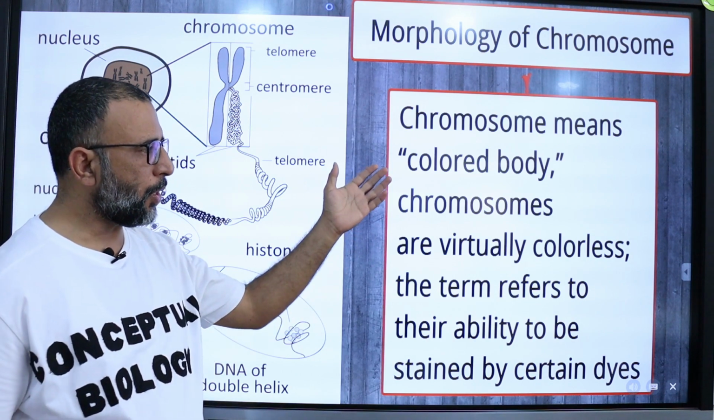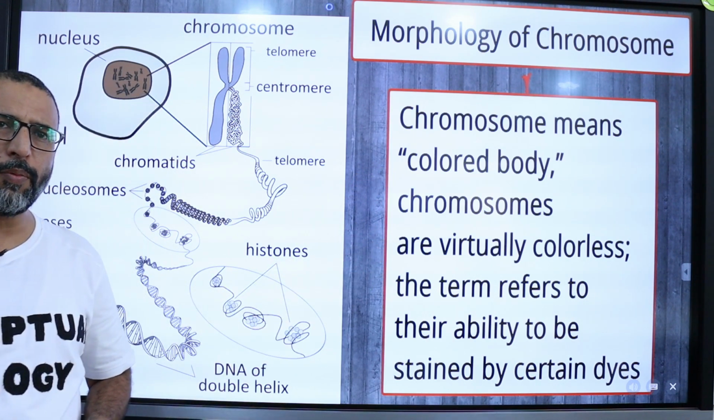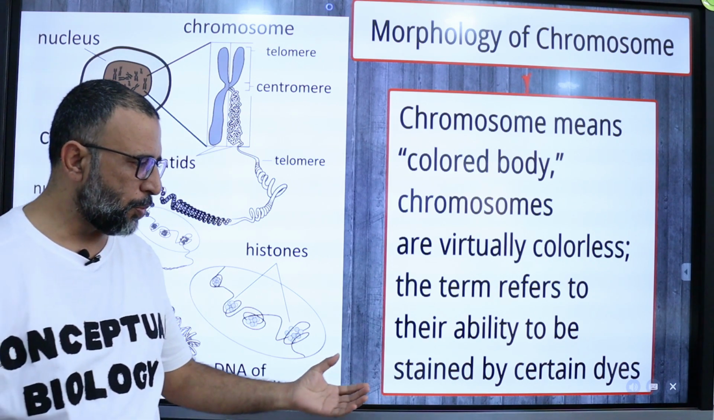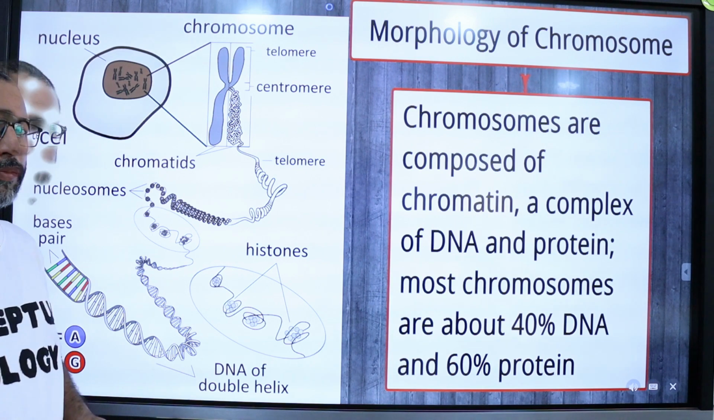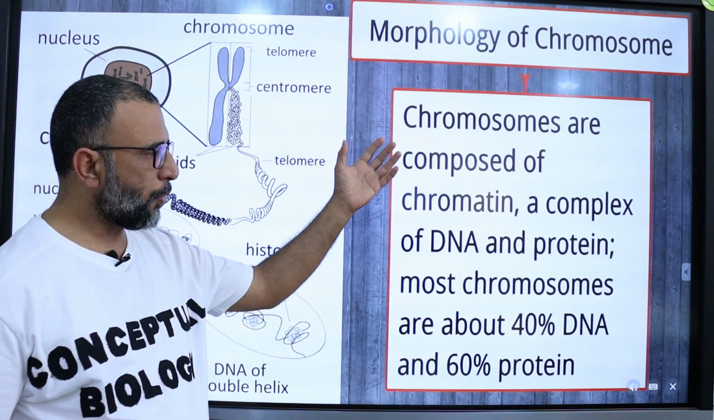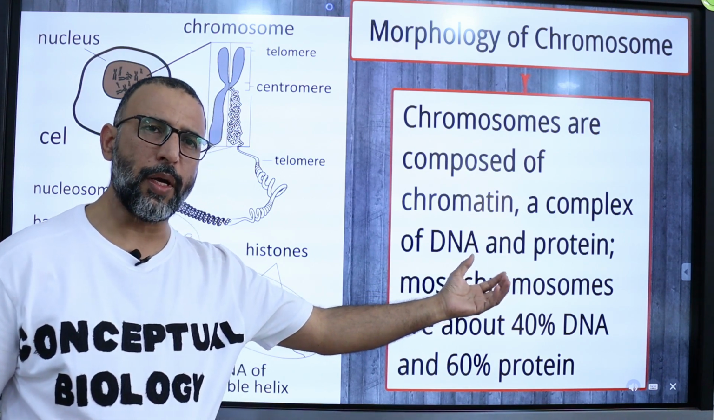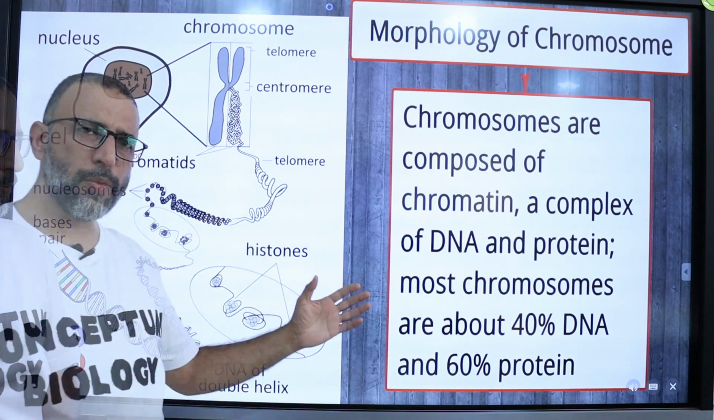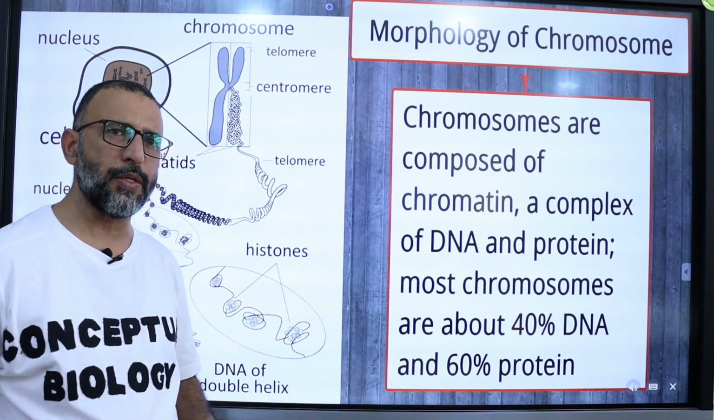Chromosome means colored body, and chromosomes are virtually colorless. The term refers to their ability to be stained by certain dyes. Chromosomes are composed of DNA and protein, and this protein is known as histone. In chromosome, 40% DNA and 60% protein is present.